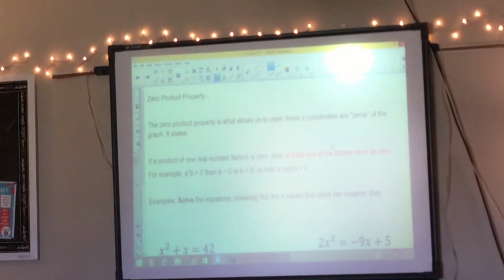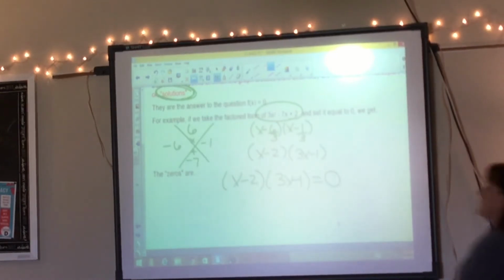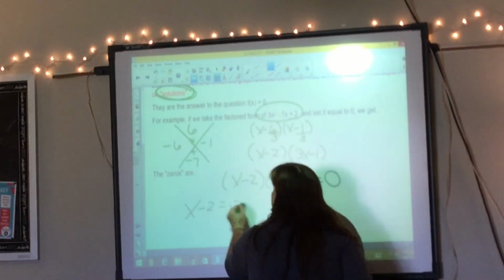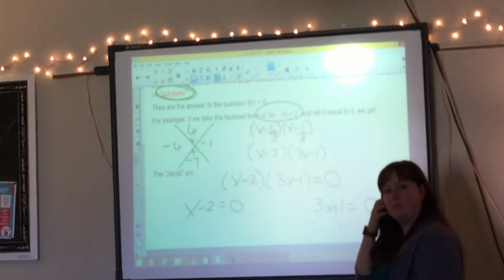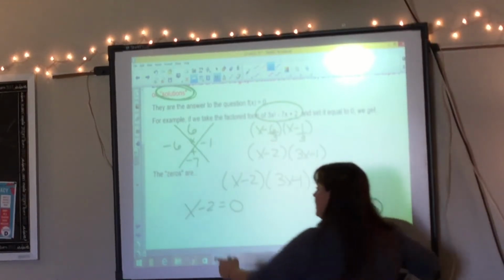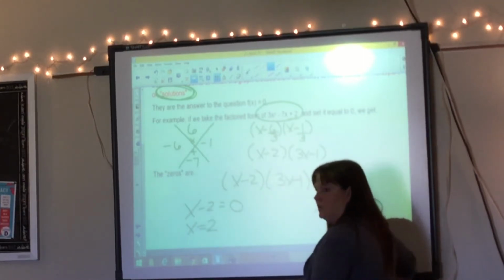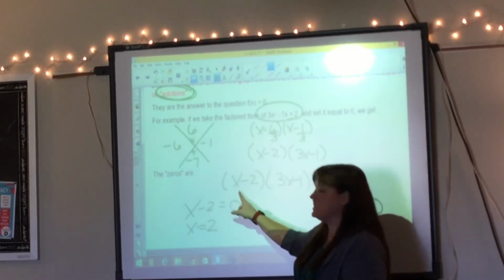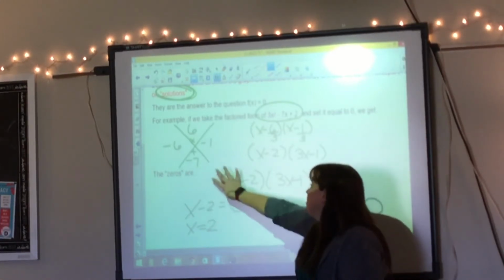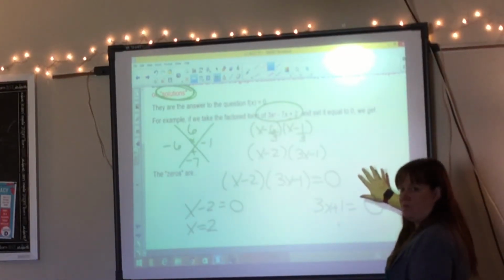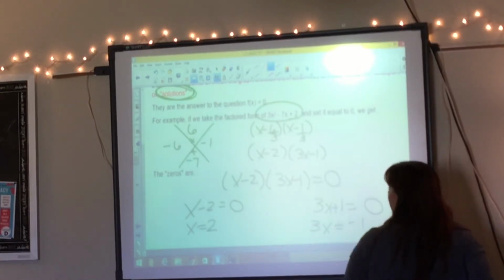So if we go back to our example, what are the zeros of this one? Well, we set x minus 2 equal to 0. We set 3x plus 1 equal to 0, and we solve them. We want to get x by itself, so we add 2 to both sides, x equals 2. So when x equals 2, this factor equals 0. Does that make sense? Because if I put 2 in here, 2 minus 2 is 0. So when x equals 2, this whole thing is wiped out and becomes 0. Now this one would be 3x equals -1.